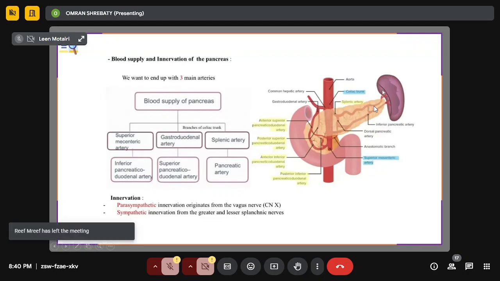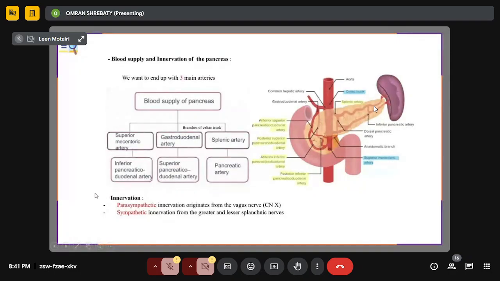While it's going to the spleen, it's going in a tortuous manner to supply what? To give us the branches for the pancreatic arteries, as well as, if we remember, the fundus of the stomach. So the splenic artery will supply the spleen, as well as give a branch for the fundus of the stomach and some pancreatic arteries.